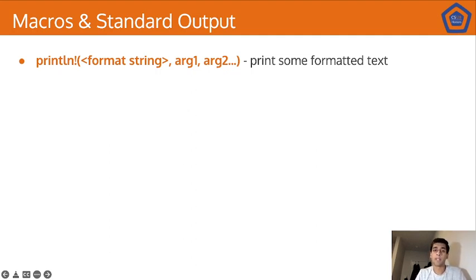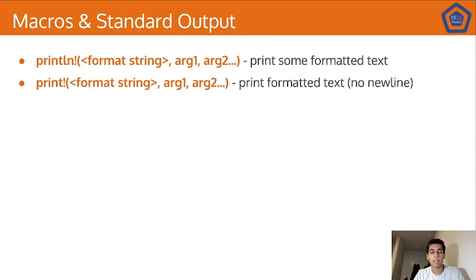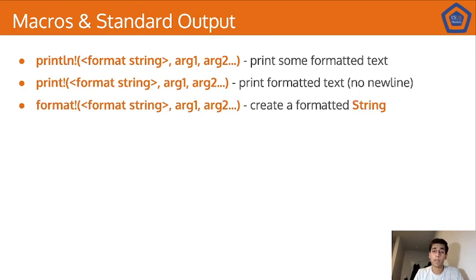So if I have curly braces, I'll replace the first set with arg1. It could be an integer, string, any other type, and the second curly brace with arg2. So println will print some formatted text on a new line. You also have print, which will accomplish the same thing, but there is no new line at the end. Finally, you have the format macro. Format will create a formatted String for you, capital S String. It'll take in this format string and then replace curly braces with these arguments that you provide.